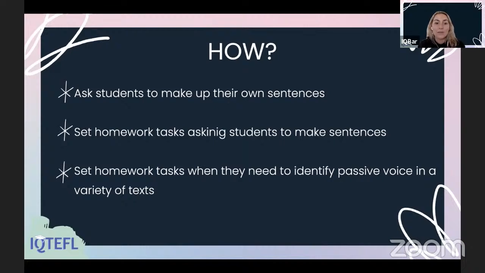And then, of course, set homework tasks when they need to identify the passive voice in a variety of texts. Now, this again is a great way to expose your students to different texts, for one, as well as to just become aware of, you know, in which situations passive voice is used. Because if you're finding it in a news article versus in a book, they would be used in completely different ways. Yeah. So just setting that task that exposes them to all those different ways of using passive voice is also really great.